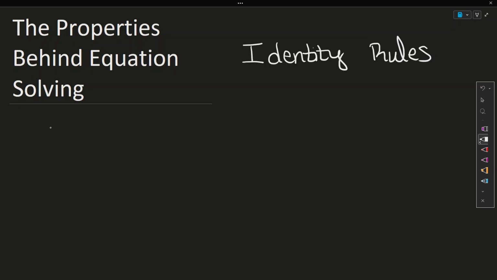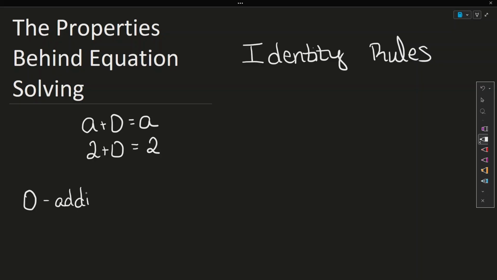Next, let's look at identity rules. The identity rule for addition says that adding 0 does not change a number. A plus 0 is equal to A. For example, 2 plus 0 is equal to 2. The number 0 is important. This is known as our additive identity. It's the one that adding 0 does not change anything.